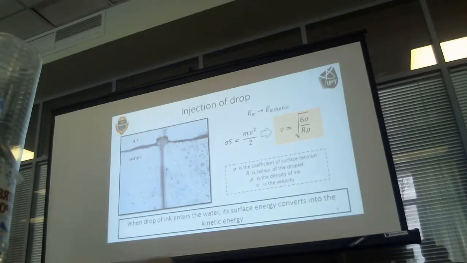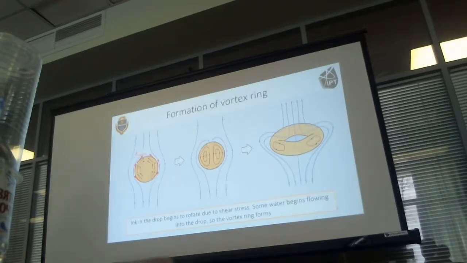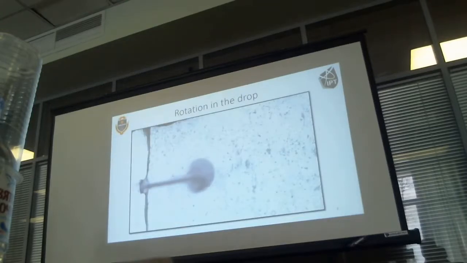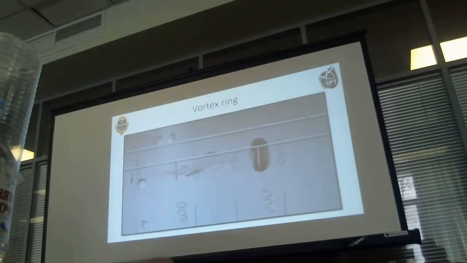When a drop of ink enters the water, its surface energy converts into kinetic energy, because the ink and water are miscible fluids, so there are no interfacial tensions. Then the ink in the water begins to rotate because of the shear stress on its boundary. Some water begins flowing into the drop and the water ring forms. Here you can see the rotation movement in the drop, and here you can see the vortex ring.